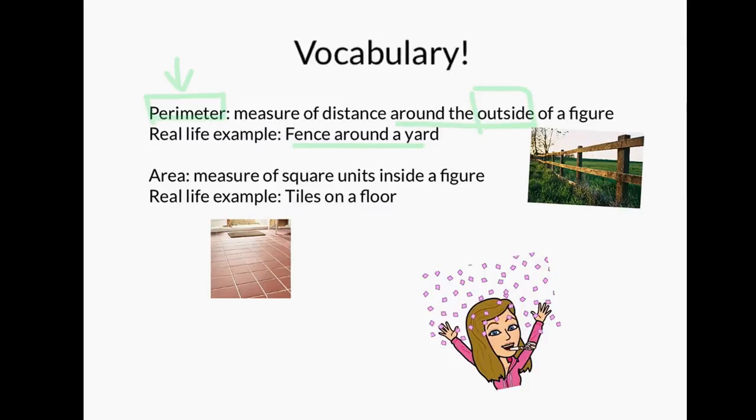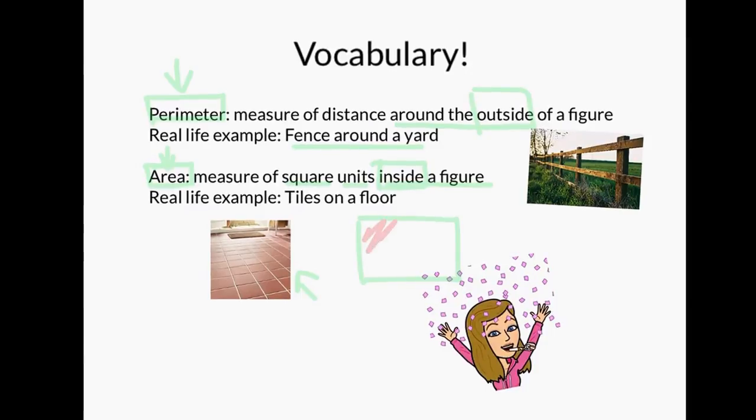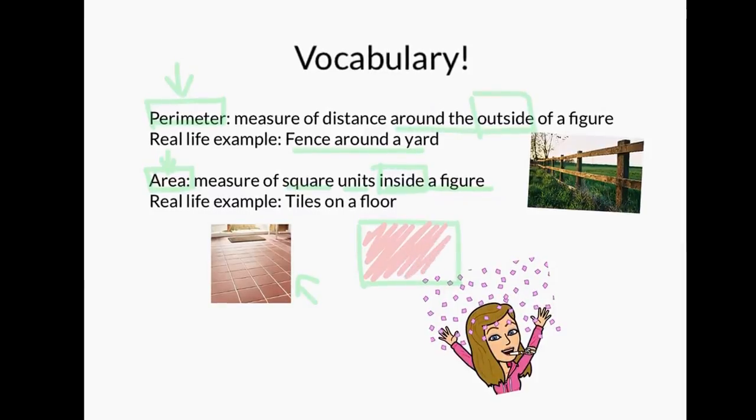Another term is area. Now, area is different in that it's the measure of square units inside a figure. Keyword: inside. An example of this would be putting tiles on your floor. Key thing to remember is that perimeter is the distance on the outside of a figure, and area is the square units inside of the figure.